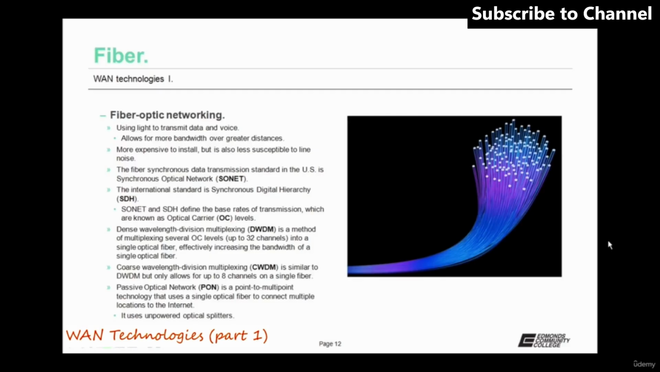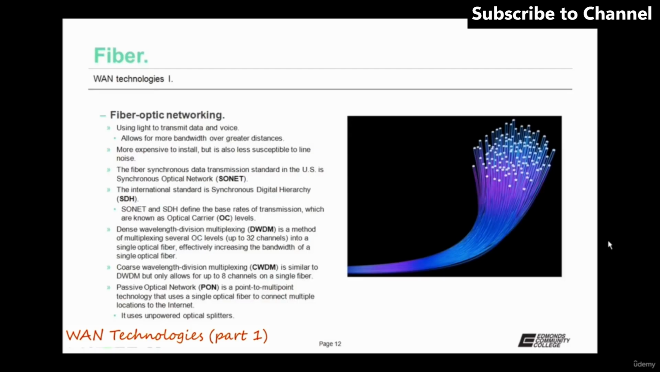The international standard is called the Synchronous Digital Hierarchy, or SDH. Both SONET and SDH define the base rates of transmission over fiber optic cabling, which are known as optical carrier levels. Dense wavelength division multiplexing is a method of multiplexing several optical carrier levels together, up to 32 of them, into a single fiber optic cable, effectively increasing the bandwidth of that single optical fiber.